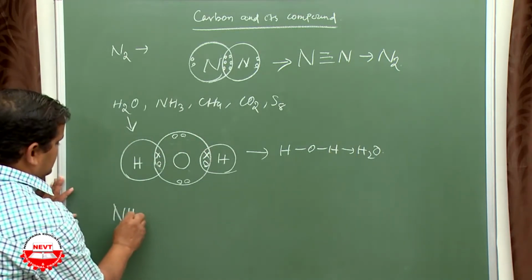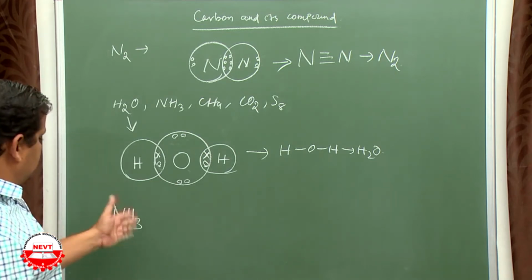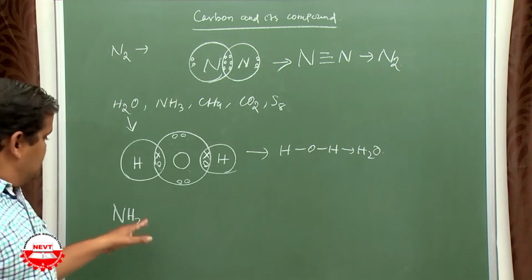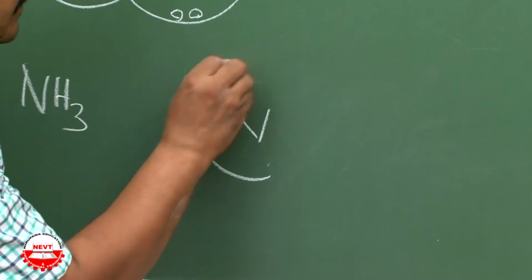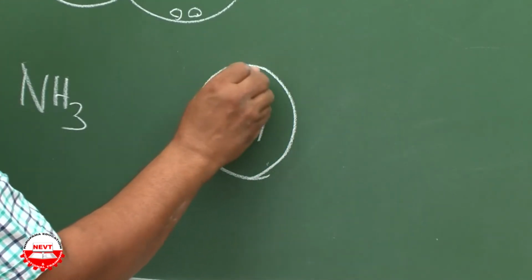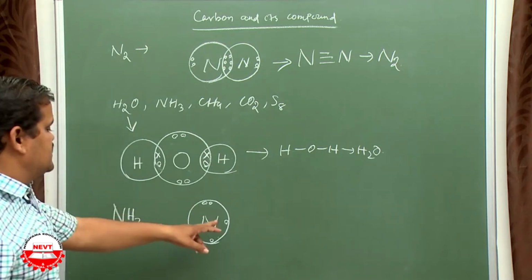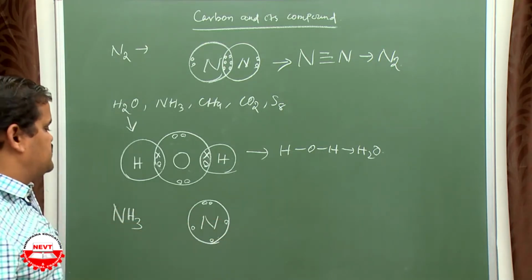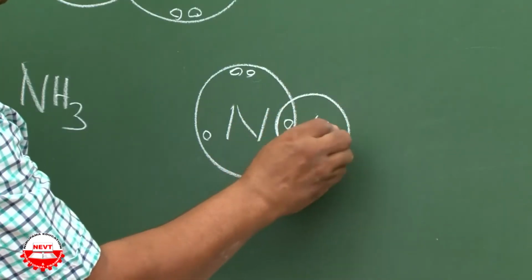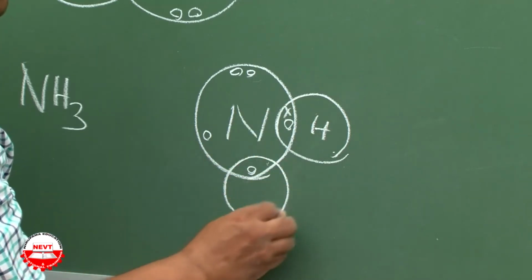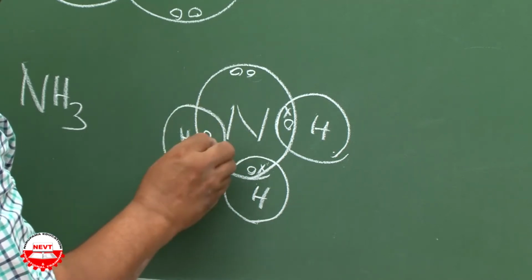NH3. You know that nitrogen needs 3 electrons because it has 5 valence electrons. So nitrogen needs another 3 electrons. So nitrogen has 1, 2, 3, 4, 5, like this. So it needs another 3 electrons to make 3 pairs. So here hydrogen, here hydrogen, here hydrogen. It's okay.